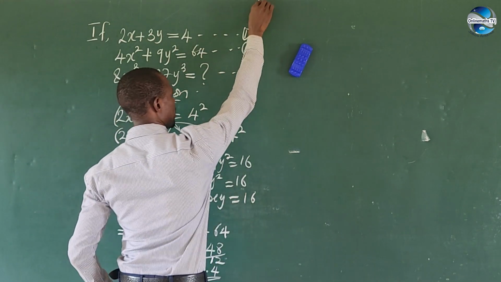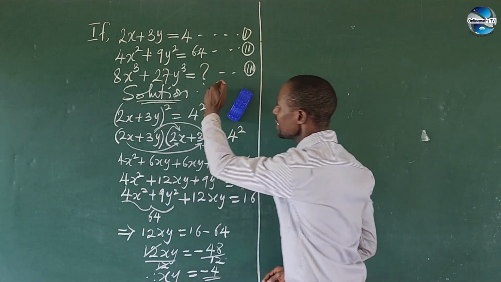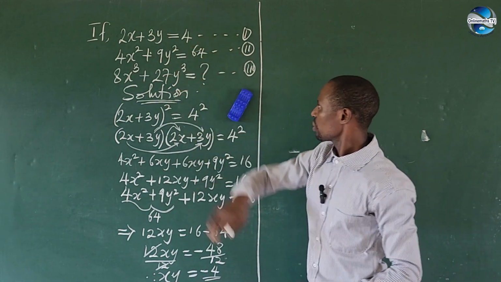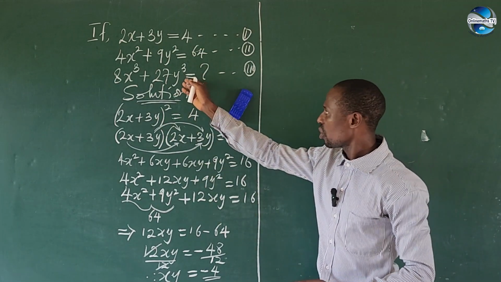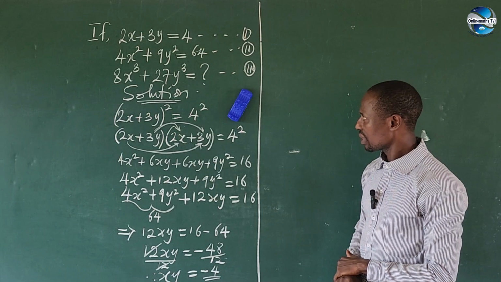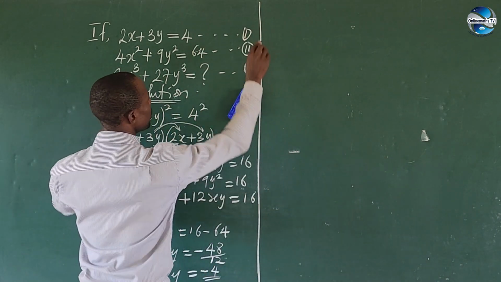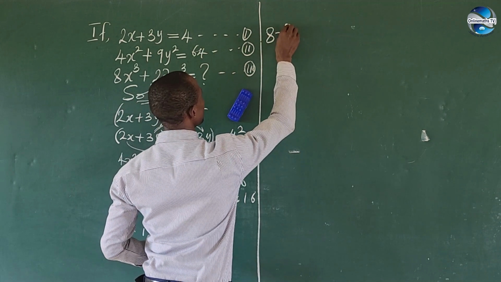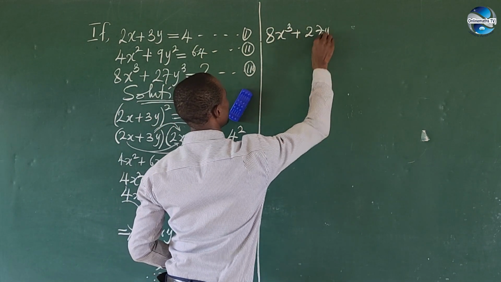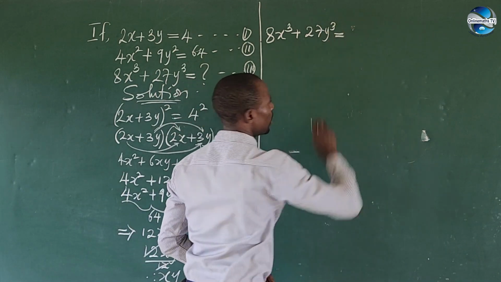All right, so from here, let's proceed and see how equation 3 is also linked to equation 2. The third equation here is linked to this equation. So how do we bring out something special from equation 3? Let's take a look at equation 3. We have our 8x to the power of 3 plus 27y to the power of 3 equal to what we don't know.